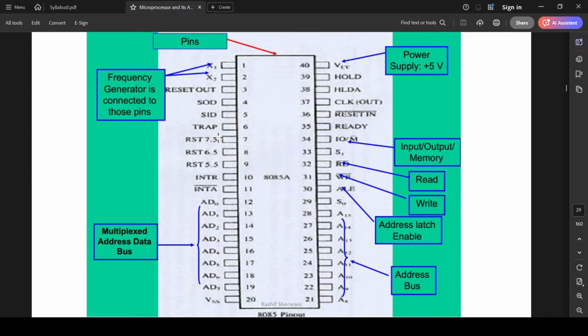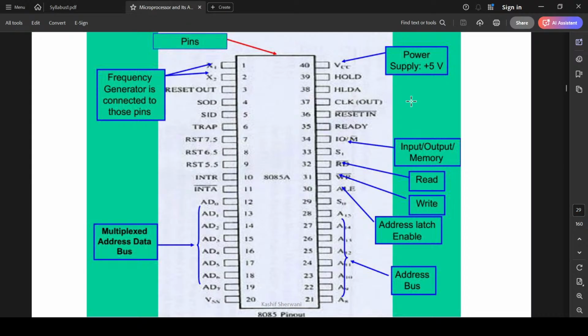So X1, X2, then reset out, then SOD, SID, TRAP, then three RST: RST 7.5, RST 6.5 and RST 5.5. I'm writing simultaneously and remembering things. So this yapping is over. Now it's easy: INTR, INTA. Next, HOLD and HLDA.